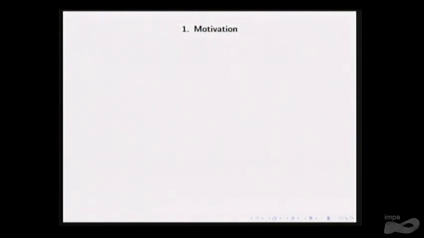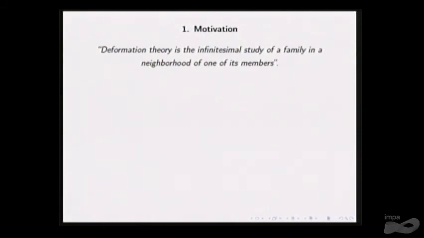Let me talk about deformation theory. So, deformation theory, what is it? It's the infinitesimal study of a family in a neighborhood of one of its members. What this means is that this infinitesimal study is typically made in a cohomological way. So if you have a deformation of some mathematical structure, you can associate a cocycle living in a certain cohomology theory. And this cocycle has the infinitesimal information of the deformation around one of its members.